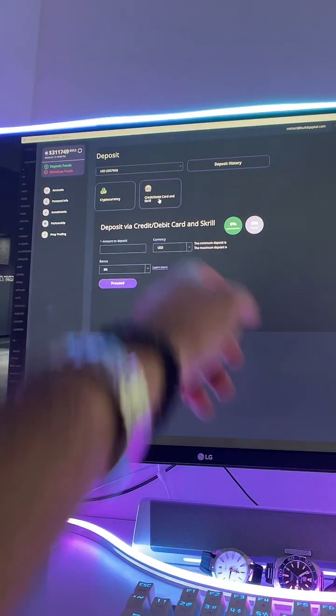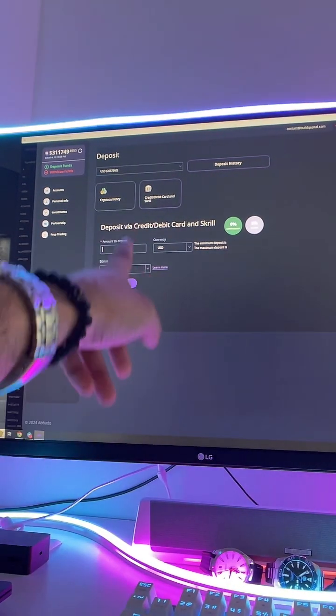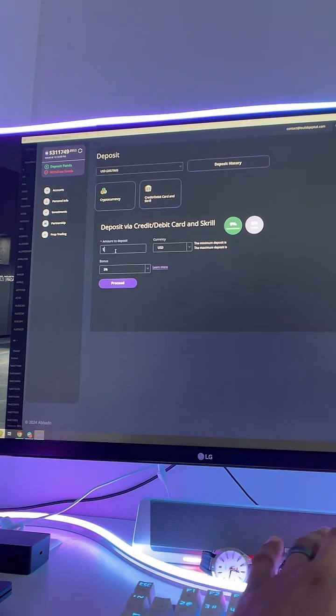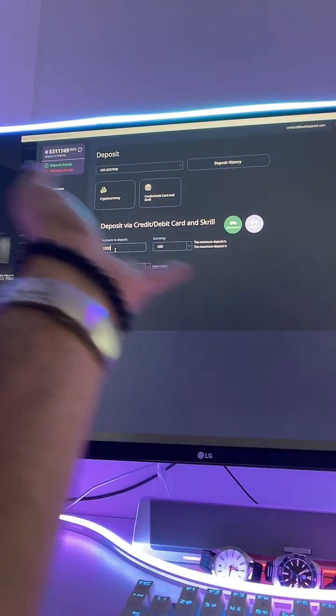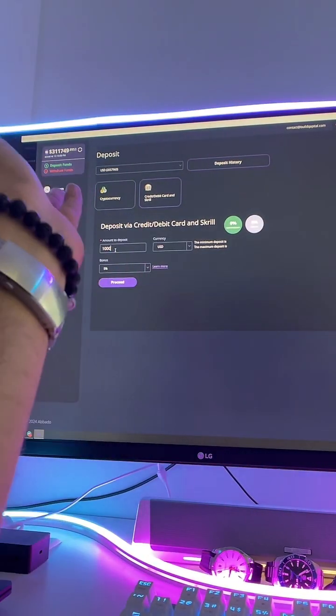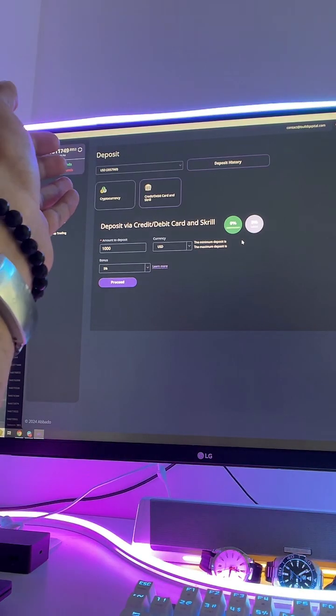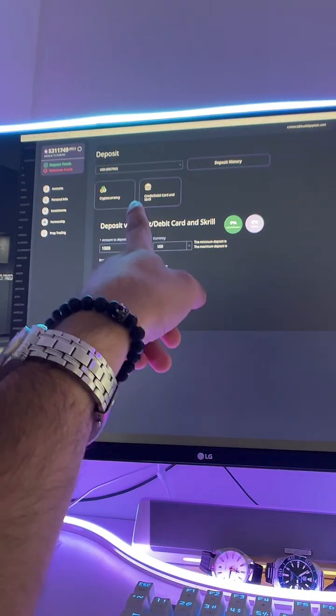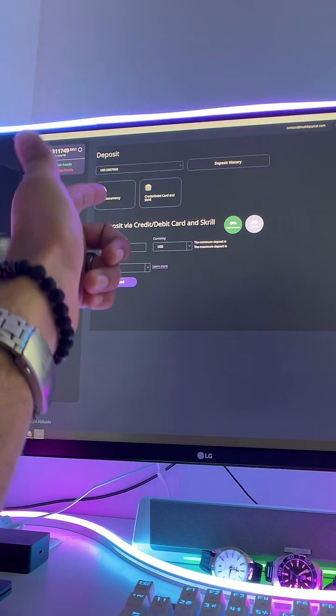Now, right here, you would click credit or debit card. Then you would enter the amount you want to deposit. So let's say you want to do 1,000 or 5,000 or 10,000, 50,000, 100,000, whatever it is. And the nice thing is you get that 5% deposit bonus.